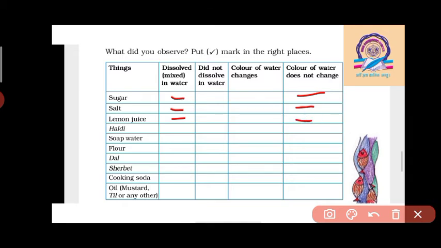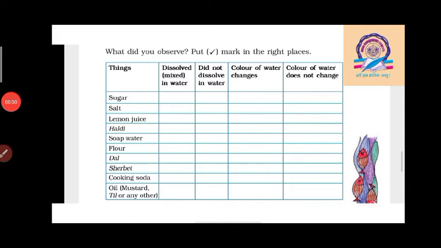What about haldi? It will dissolve in water, but it will change the water's color. So here you are supposed to tick mark. What about soap water? Soap water will also dissolve in water, and it will once again change the color of water. Flour, do you think flour will dissolve? No, it will not dissolve, but it will change the color of water. Dal, do you think dal will dissolve? No, dal will not dissolve, and it is not changing the color either.